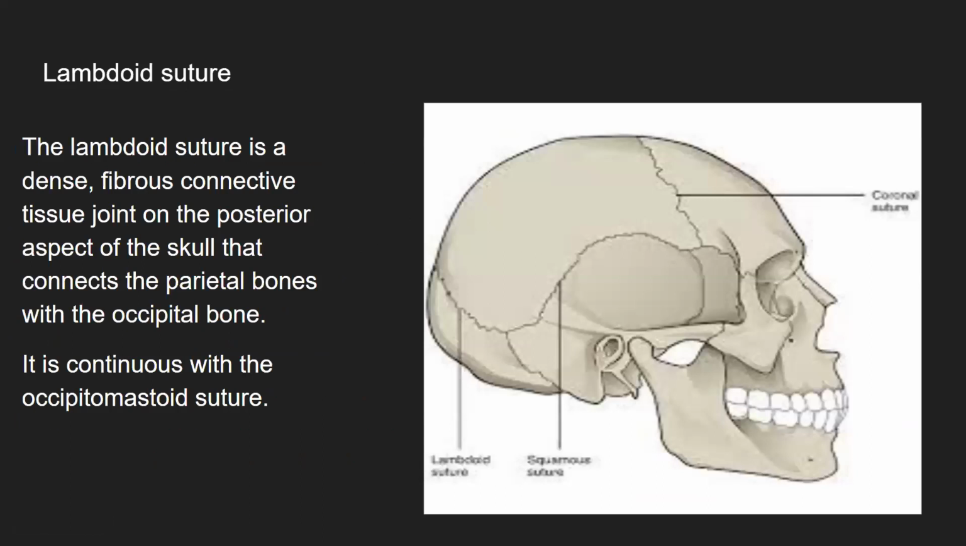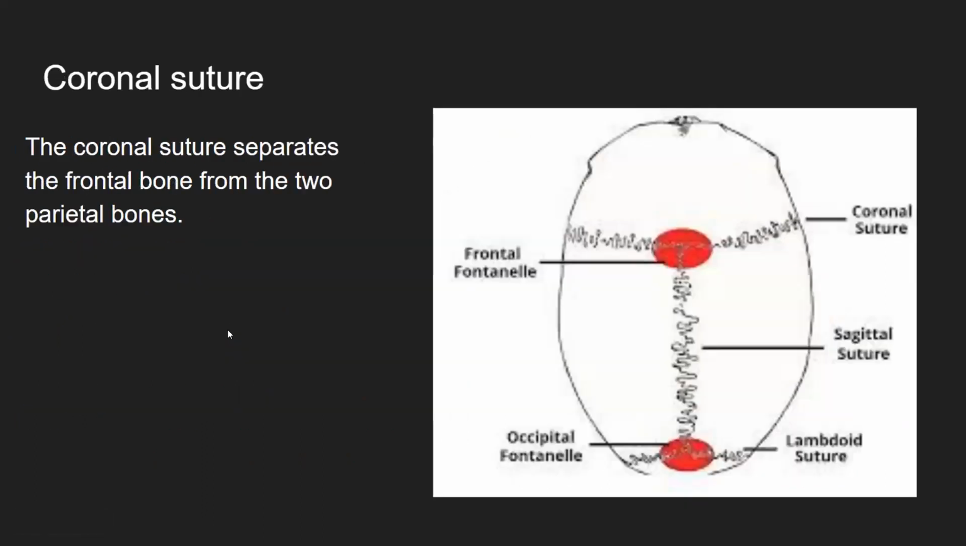These next slides will be sutures of the skull. So the first suture we will talk about is the lambdoid suture. The lambdoid suture is a dense, fibrous connective tissue joint on the posterior aspect of the skull that connects the parietal bones with the occipital bone. It is continuous with the occipitomastoid suture. Onto the coronal suture. The coronal suture separates the frontal bone from the two parietal bones.